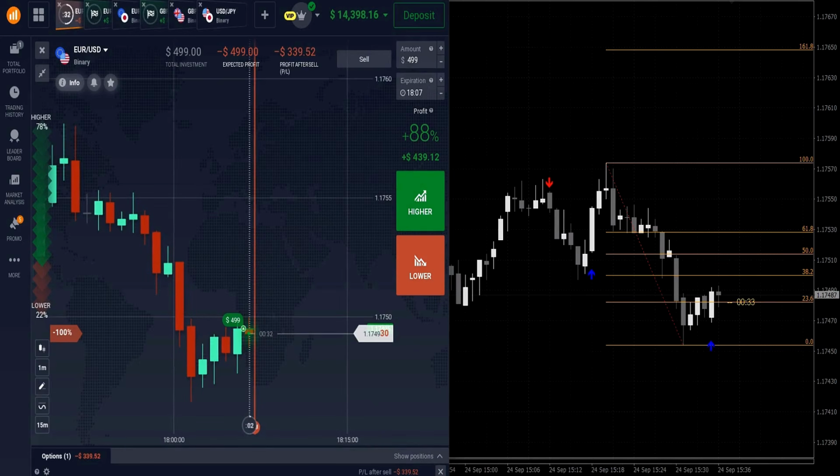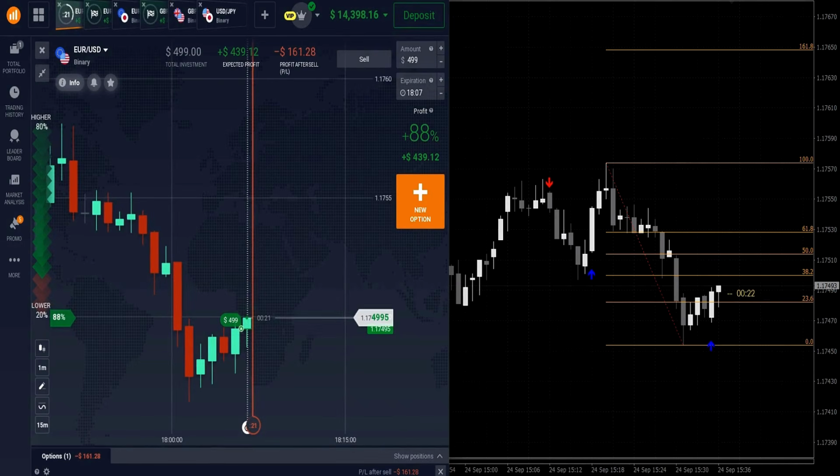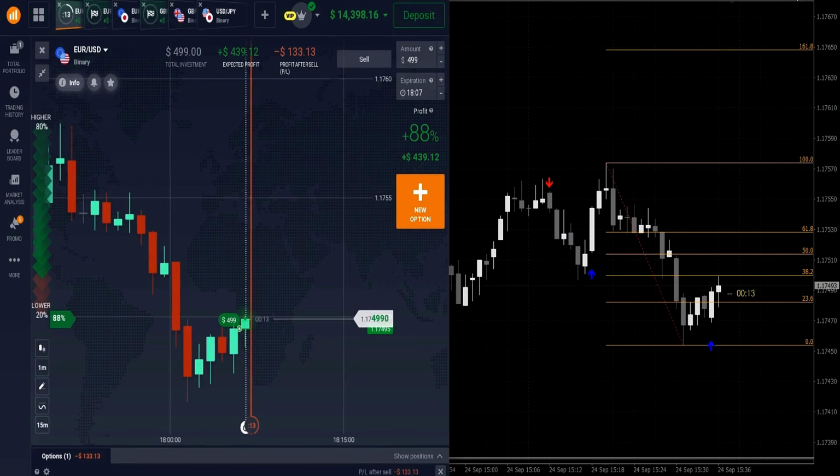This setup follows the simple logic of reversal from 0 or 100 zones with indicator confirmation. After the entry, the market showed a brief pause, forming small wicks that tested the same support area again. This kind of hesitation is common near reversal levels and often signals accumulation before the next move.